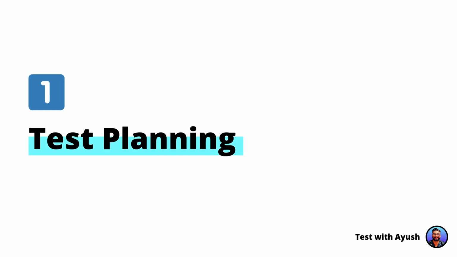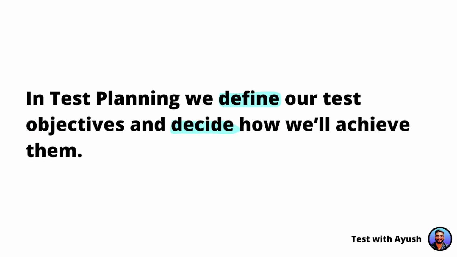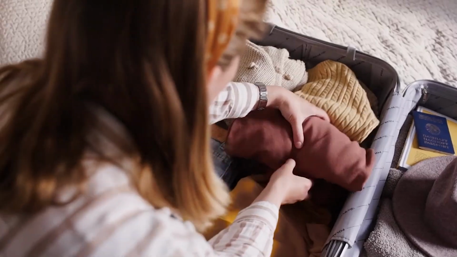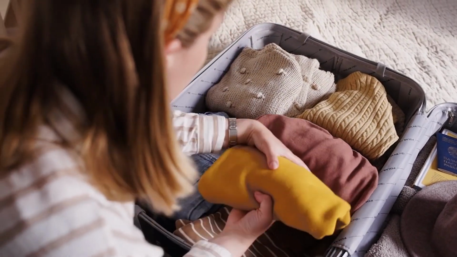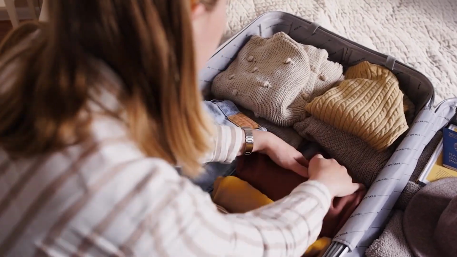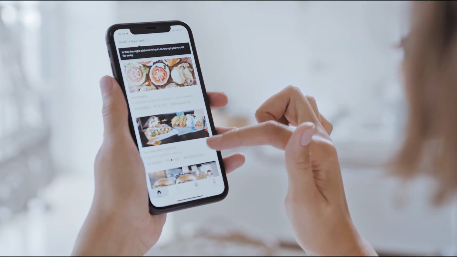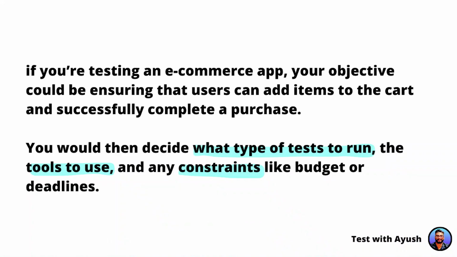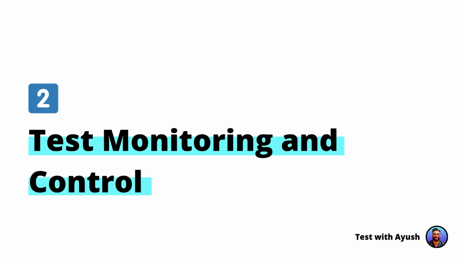Number 1, test planning. First up, we have test planning. This is where we define our test objectives and decide how we'll achieve them. Think of it like planning for a road trip. You'll need to choose your destination, the best route to get there, and what you'll pack for the journey. For example, if you are testing an e-commerce application, your objective could be ensuring that users can add items to the cart and successfully complete a purchase. You would then decide what type of tests to run, what kind of tools to use, and any constraints like budgets or deadlines.